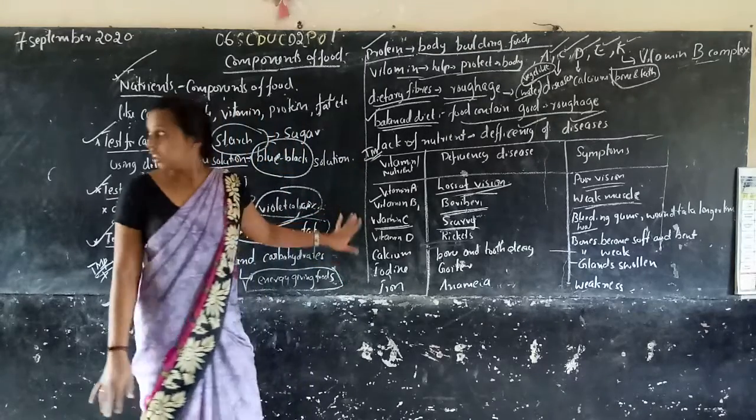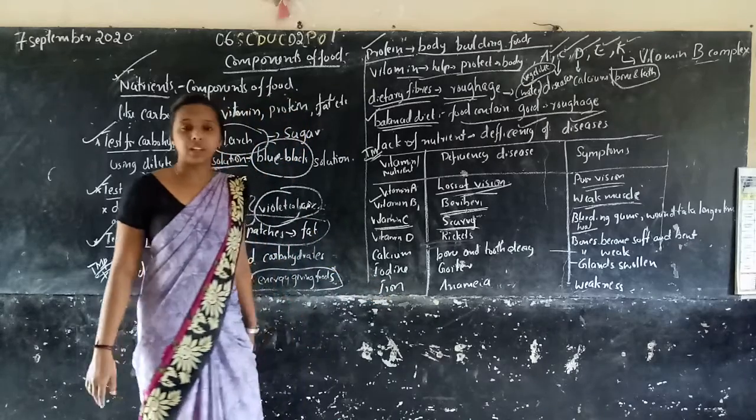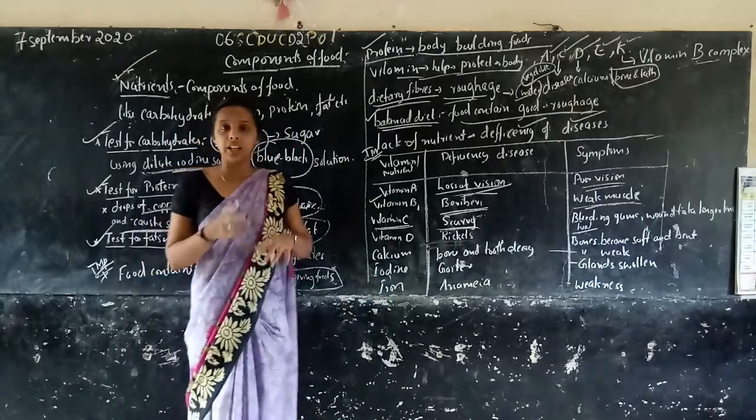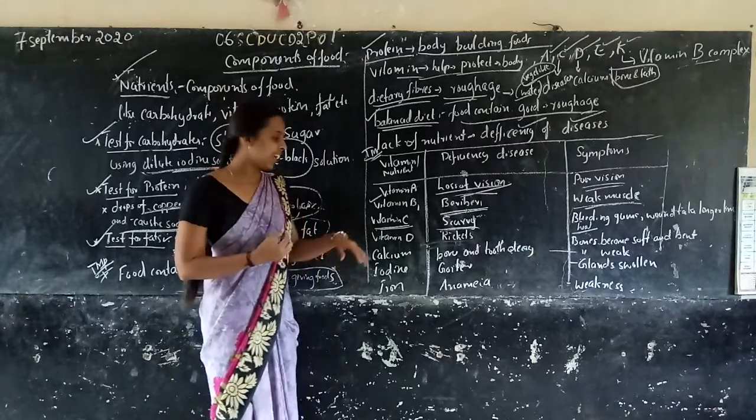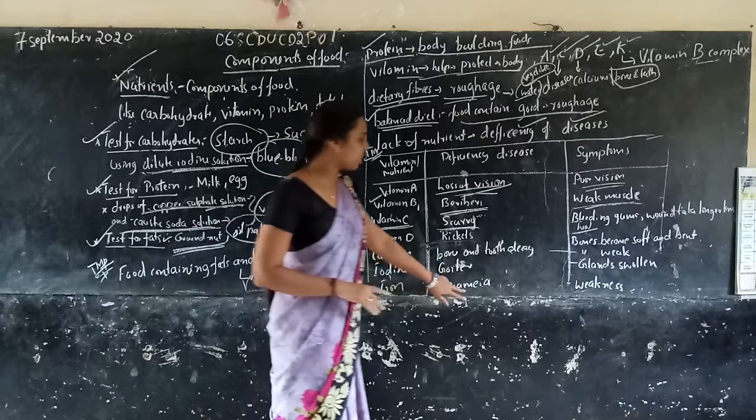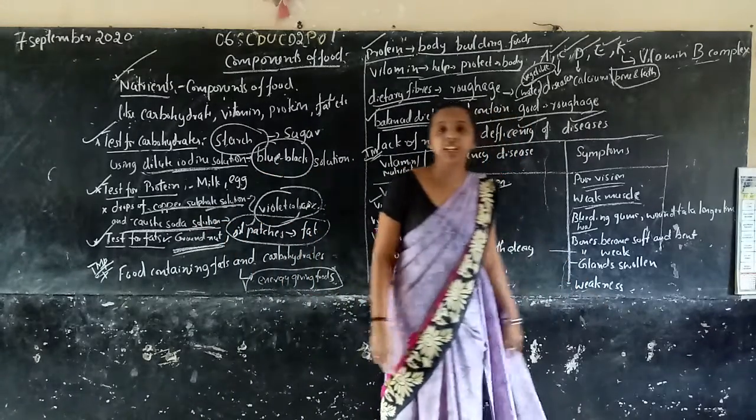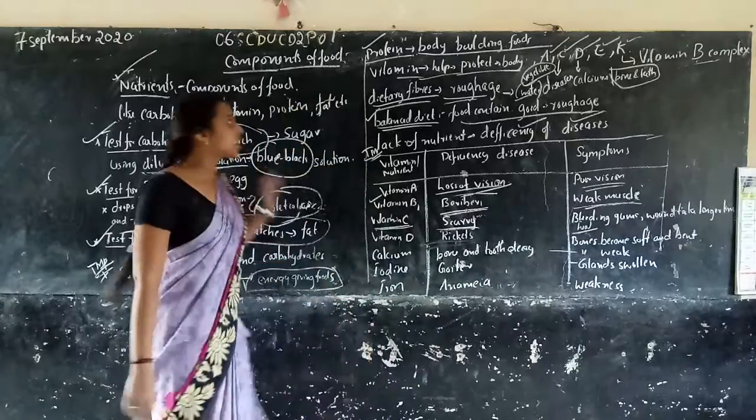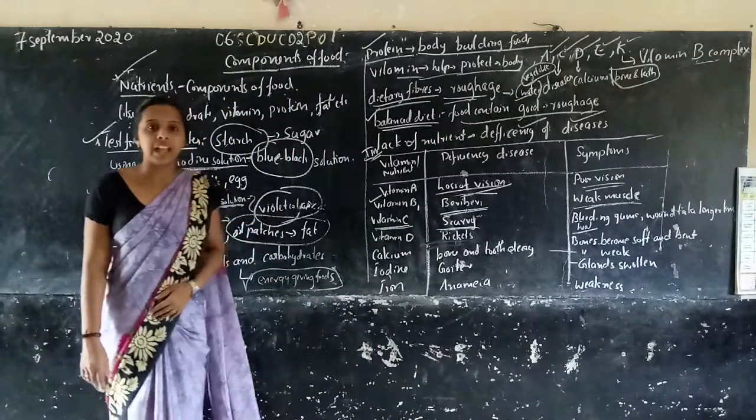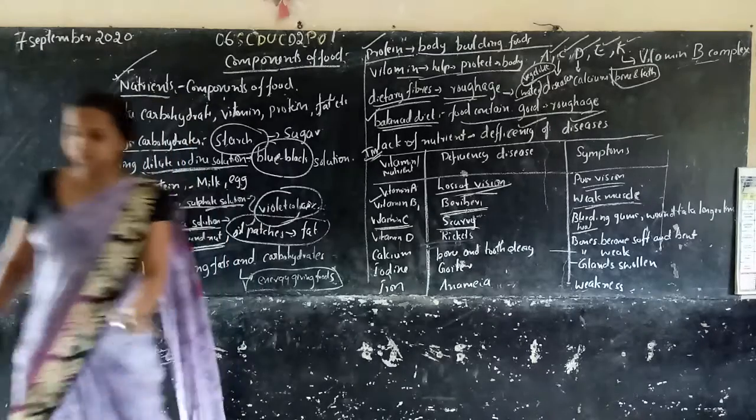Next, the nutrient or vitamin is iron. When there is a lack of iron in the body, anemia occurs. Due to the deficiency, weakness is the symptom. So in this class we studied the components of food and what happens with a lack of nutrition in our body. Thank you.